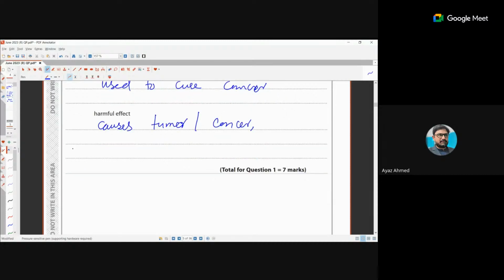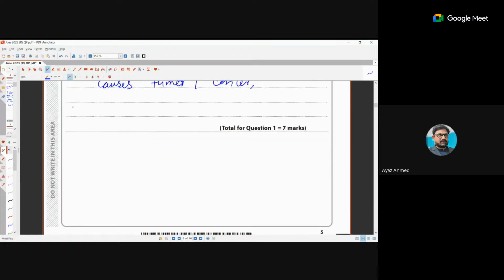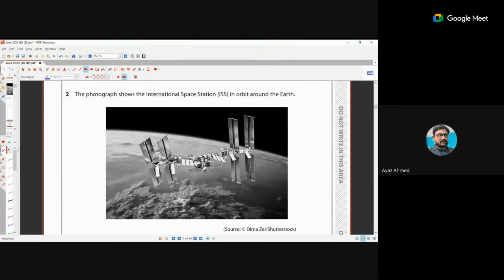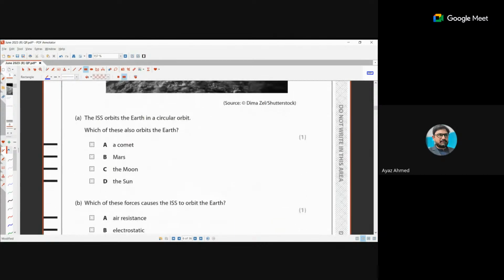Okay. The next question is question number 2. At the end of every question, you have this information on how many total marks we have, and from this it is very clear that we can score this much marks. In question number 2, the photograph shows the International Space Station, ISS, in orbit around the Earth. The ISS orbits the Earth in a circular orbit. Which of these also orbits the Earth? A comet, Mars, moon, sun. So definitely the moon. Okay, the moon orbits the Earth.